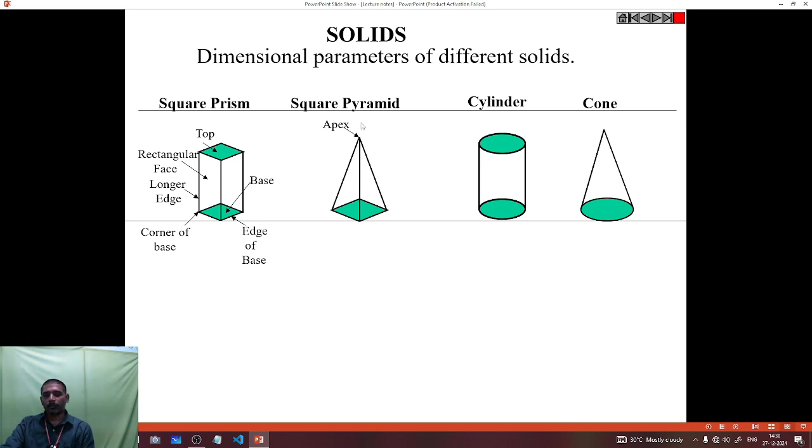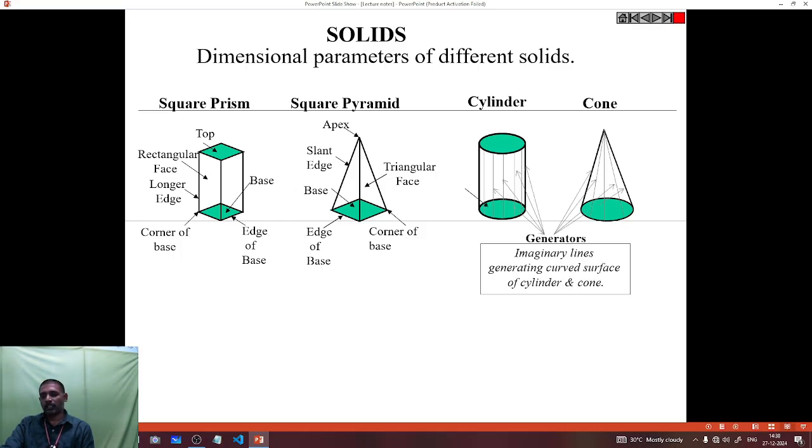So next is the pyramid. In the pyramid, the topmost point is called the apex point. This is a slanting edge, this is the base, this is the edge of the base, this is a corner of the base, and this is a triangle face. What you see in the light thin line, this thin line is called an imaginary line.